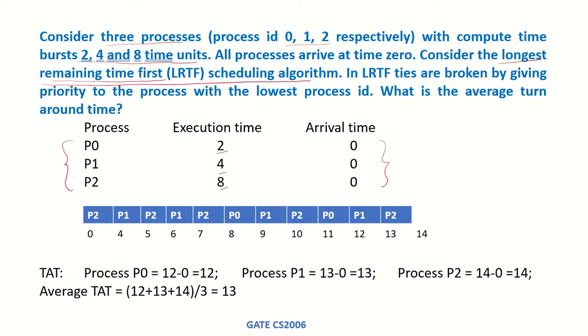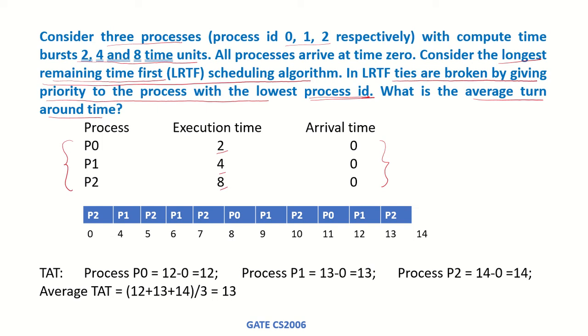That means whichever process has the longest execution time left, that process is going to be scheduled first by the OS. And in case there is a tie, so if there are two processes which have the same execution time left, then the tie is going to be broken by giving the priority to the process with the lowest process ID. So whichever process will have the lowest process ID, that will be given the CPU. So what is the average turnaround time? Let's proceed with this.